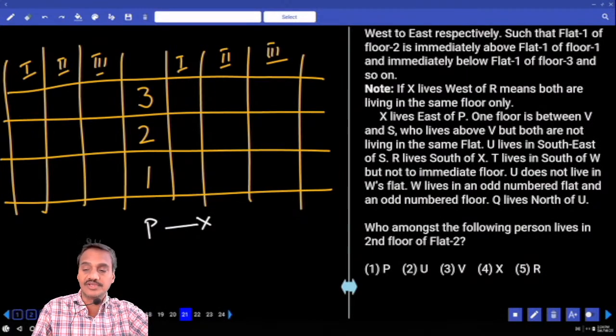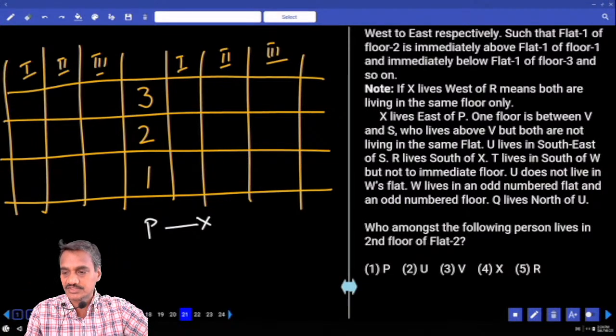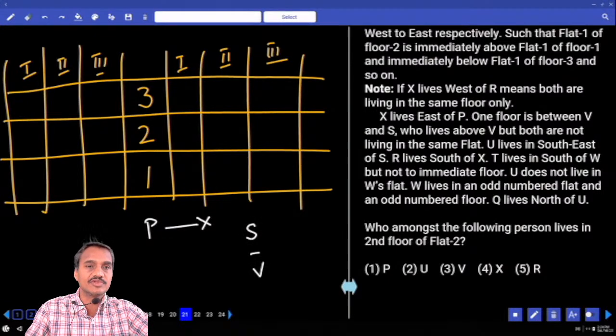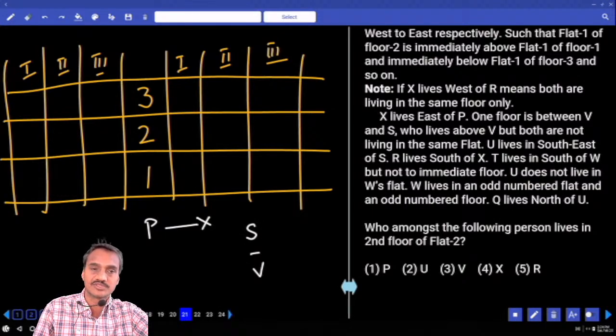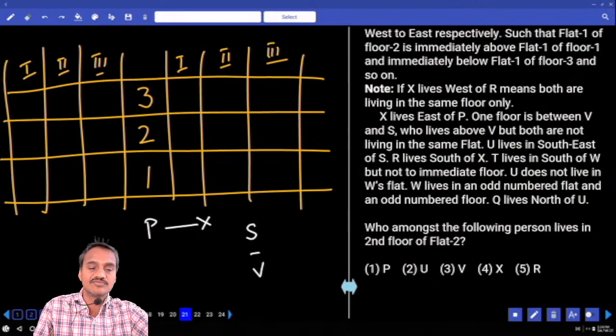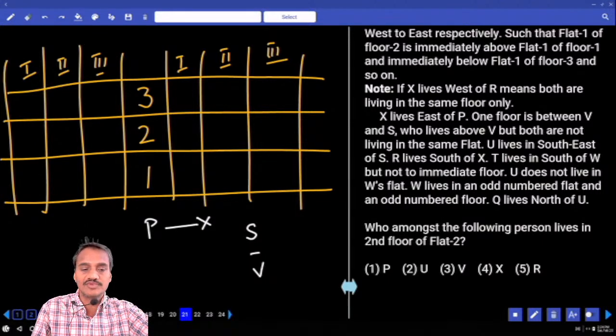One floor between V and S. Floor means above. And one floor between V and S, S lives above V. S is above V, one floor between these two. That means S must be on the third floor, V must be on the first floor. And both are not living in the same flat.